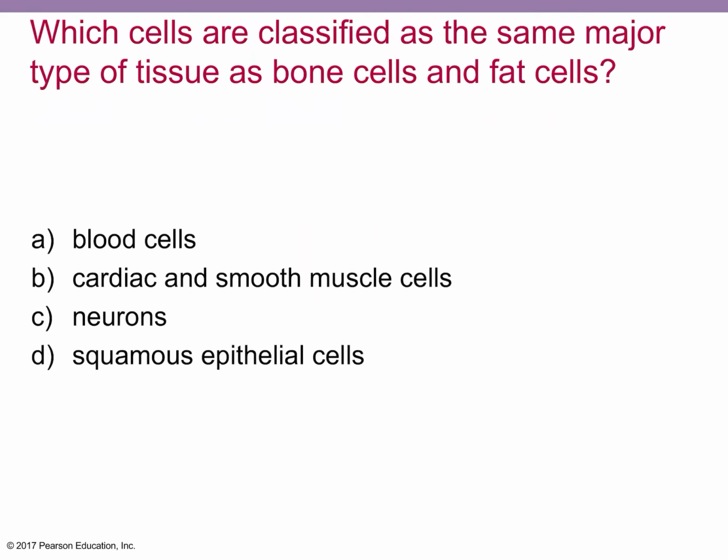This is also a review. Which cells are classified as the same major type of tissue as bone cells and fat cells? The answer is A, blood, because bone and fat are both connective tissues. Looking at your list, the only connective tissue here is blood.